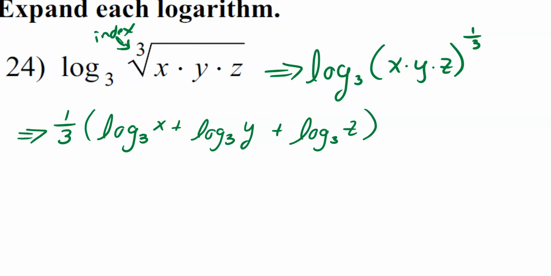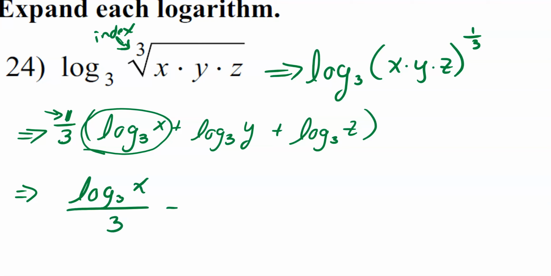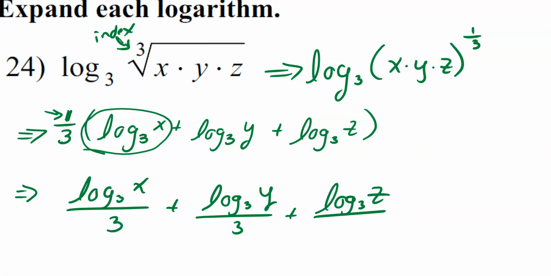Now, one of the unique things that the ACT and Pearson, who does the exams, do is that they take the logarithm and put 3 as the denominator. So the final answer ends up looking like this: log base 3 of x over 3 plus log base 3 of y over 3 plus log base 3 of z over 3.